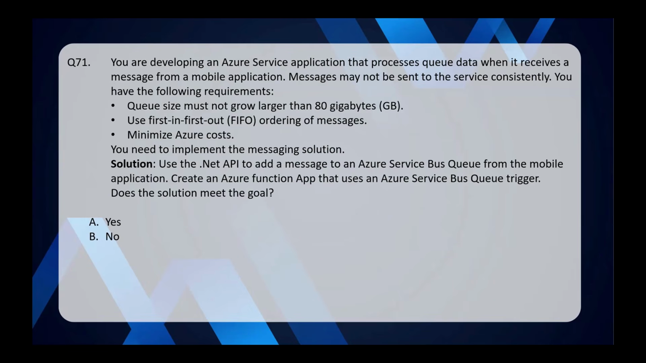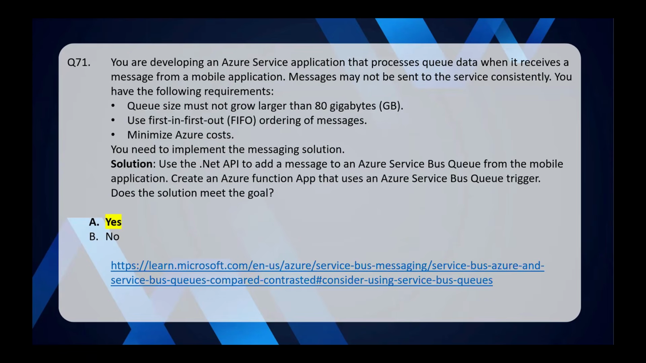Friends, the solution you choose is: use the .NET API to add a message to the Azure Service Bus queue from the mobile application. Create an Azure function app that uses an Azure Service Bus queue trigger. Does this meet the goal? You need to tell whether this is right or wrong. And friends, this is a correct solution.